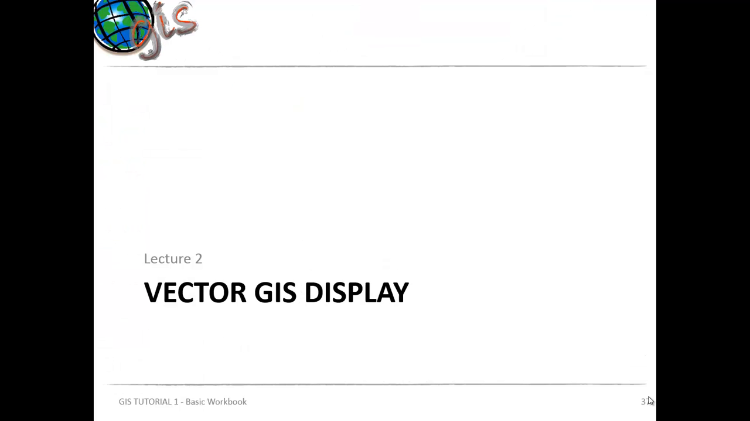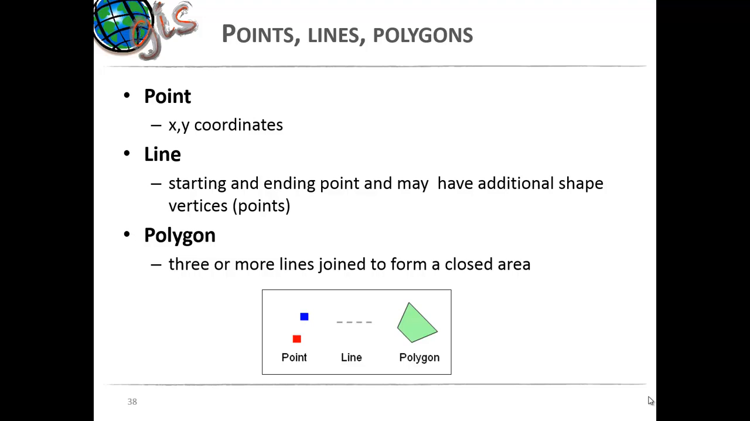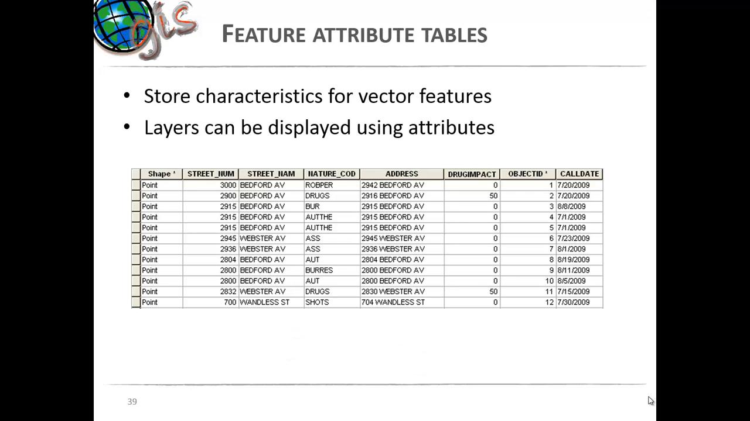So, vector GIS display. We know there are three primary types of vector data in GIS. One is points, which have x and y coordinates. Lines have a starting and an ending point. And a polygon is where you have three or more lines formed together to form a closed area. We already talked about this, so we'll talk about how to actually display this information.